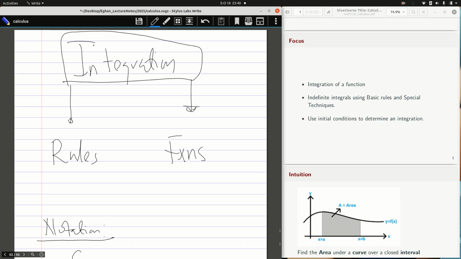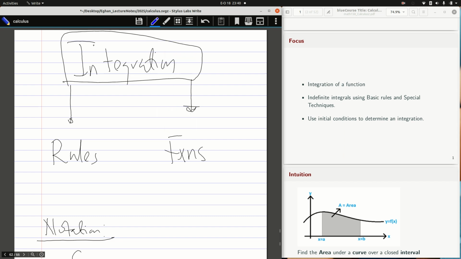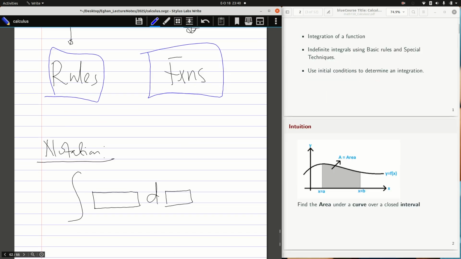So I want to change my pen to blue. We'll look at rules of the game and apply it on certain functions, just as we did in differentiation. Okay, so first, what is the intuition? As I always want my students to have an intuition or a fair deal of what we are into.